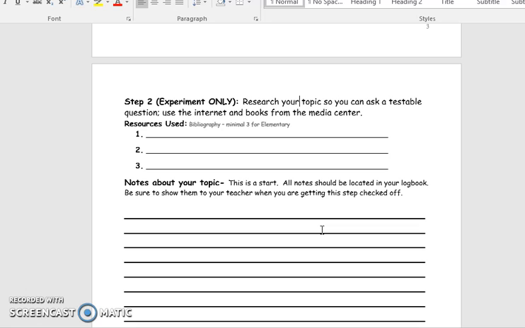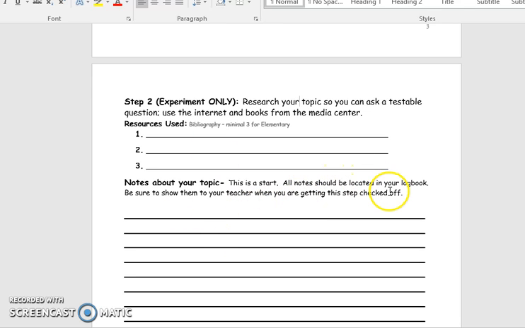And it may be you already have a bunch of knowledge about your topic, but this is where you can record some of that information. The resources section is where you write what book or website that you got your information from. Maybe it's just your own personal observation, but you need to have 3 different resources here. This is just the starting place for where you put your information.